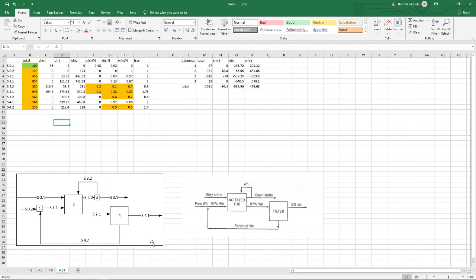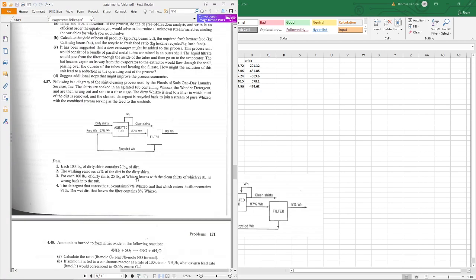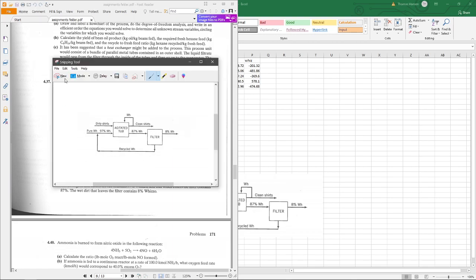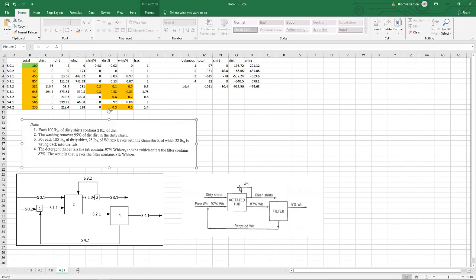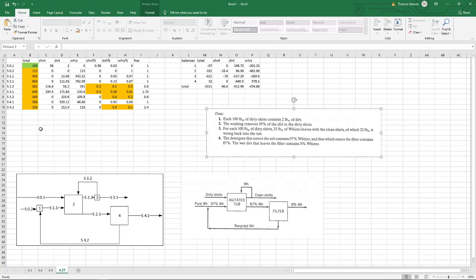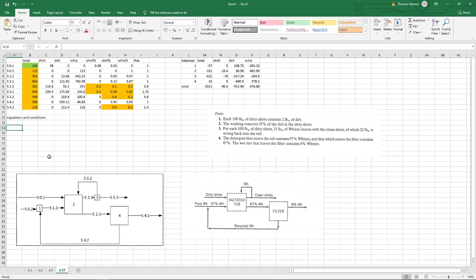Now, we have in this case a bunch of information. Can I actually... Where is my snipping tool? We'll just grab that and put it in here so that we can see it. We have our equations and conditions. So, what are we being told?